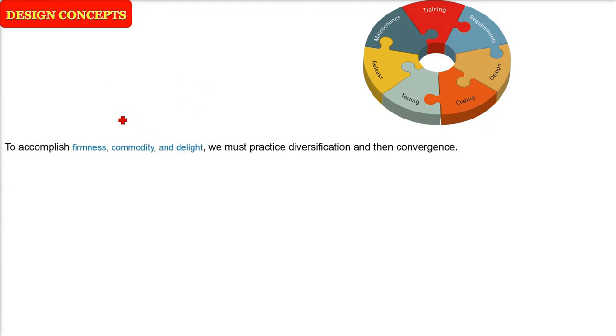In order to accomplish firmness, commodity, and delight, there are two things which we need to practice as software people: diversification and convergence. These two words seem very different, but diversification is all about thinking from different perspectives, finding out the best, and then converging them.